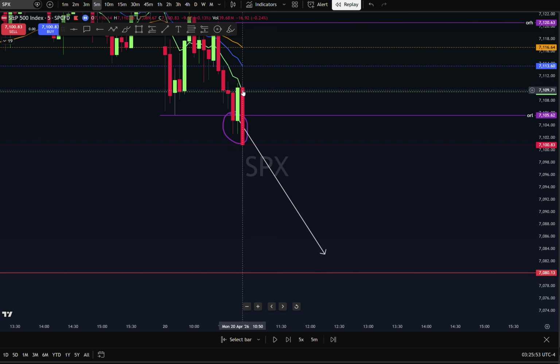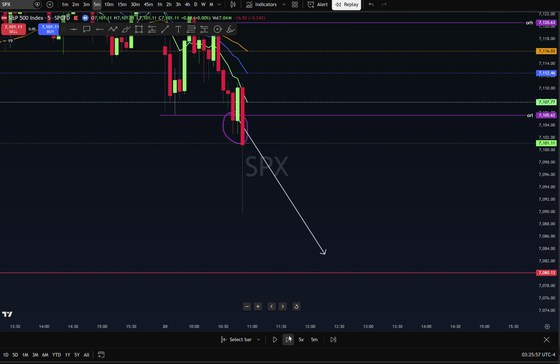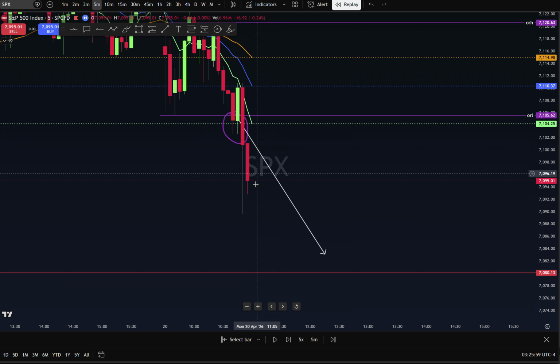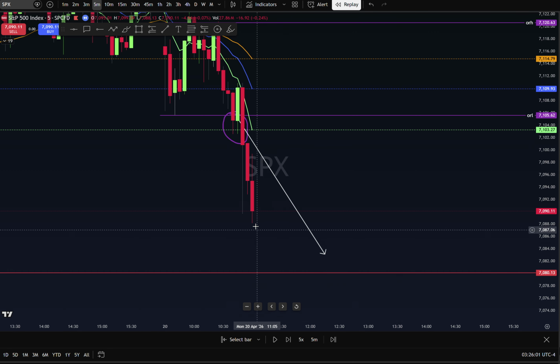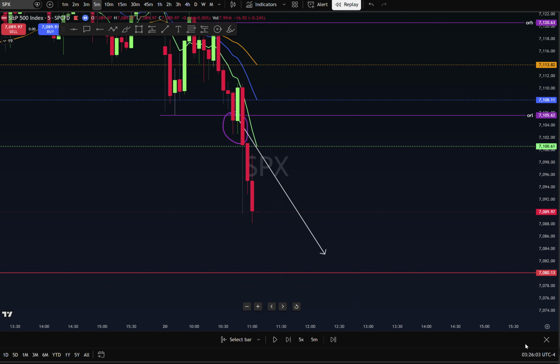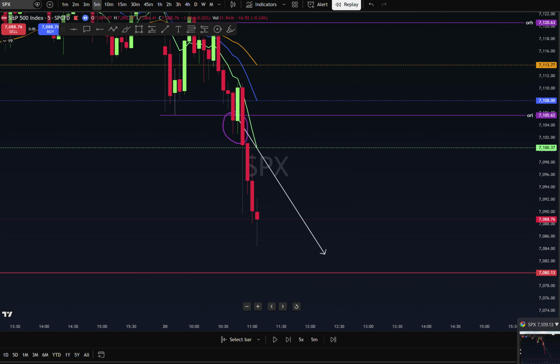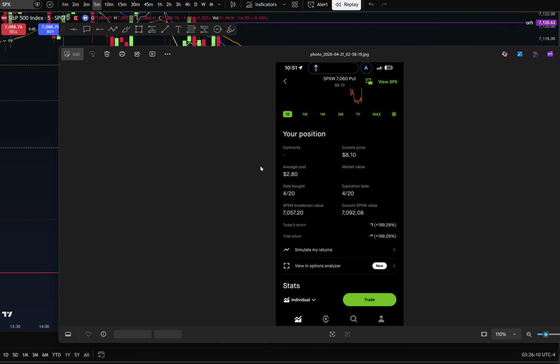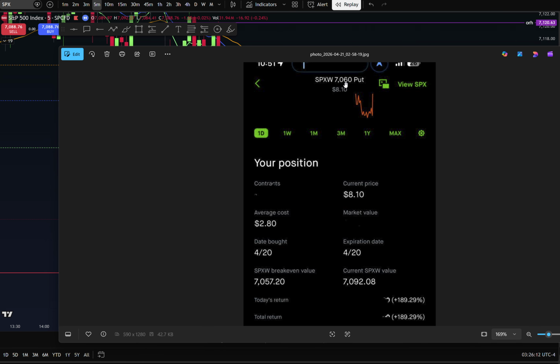You see this candle, crazy candle, and dip hard, all the way down here. And then let me see where, yeah, so I grabbed this one.